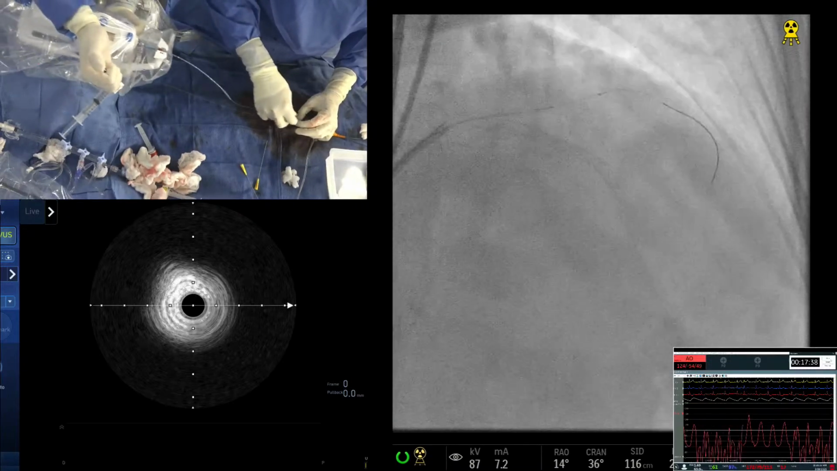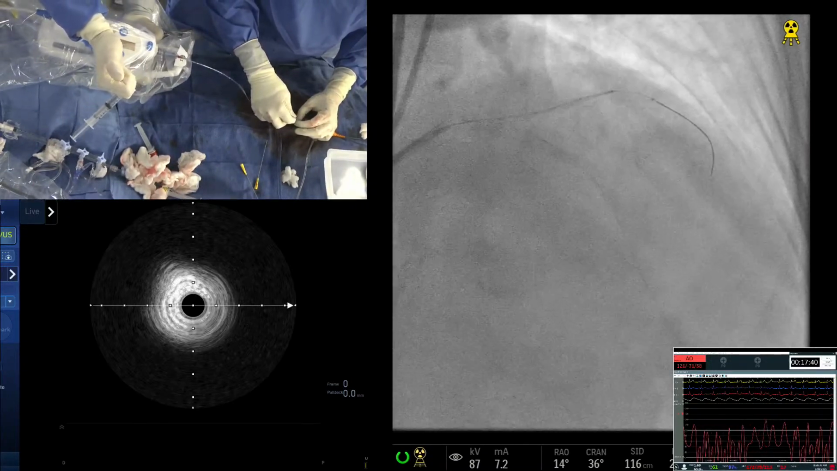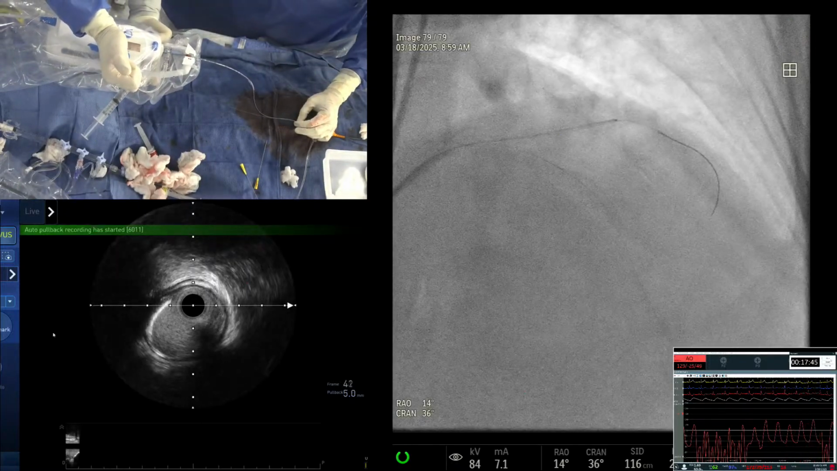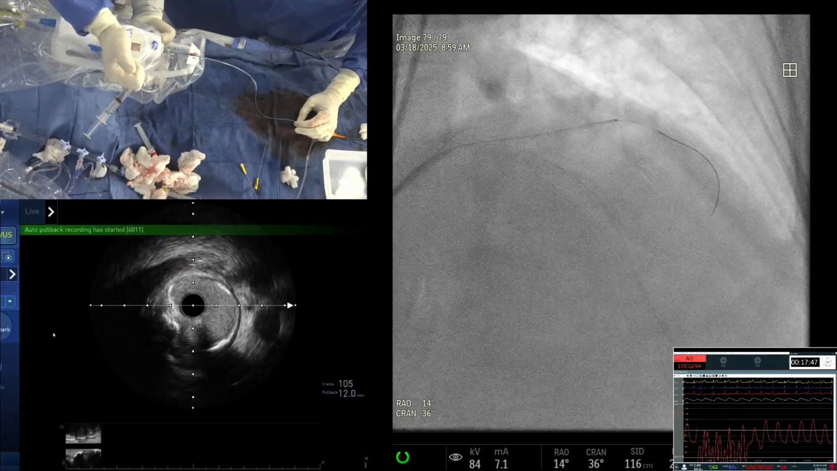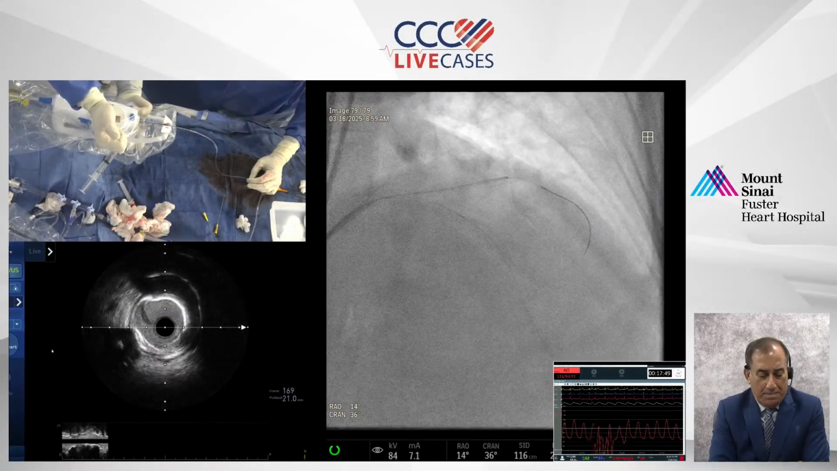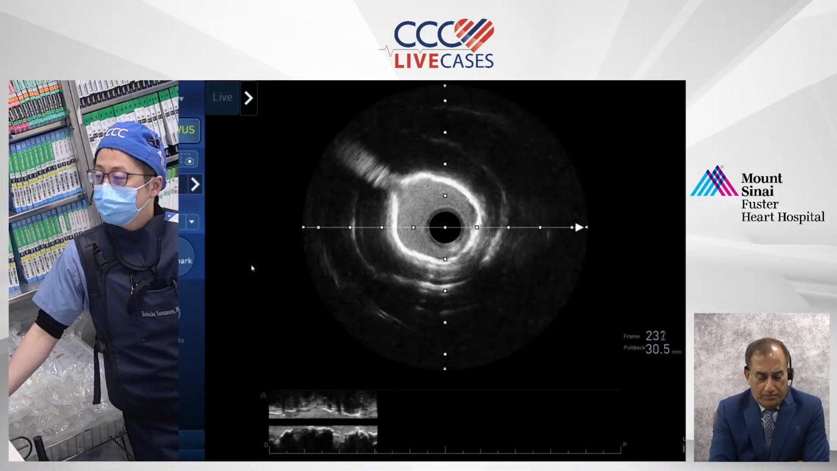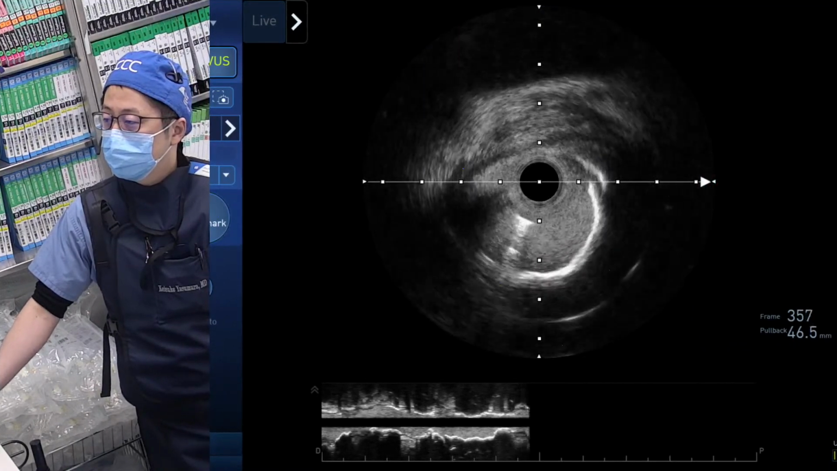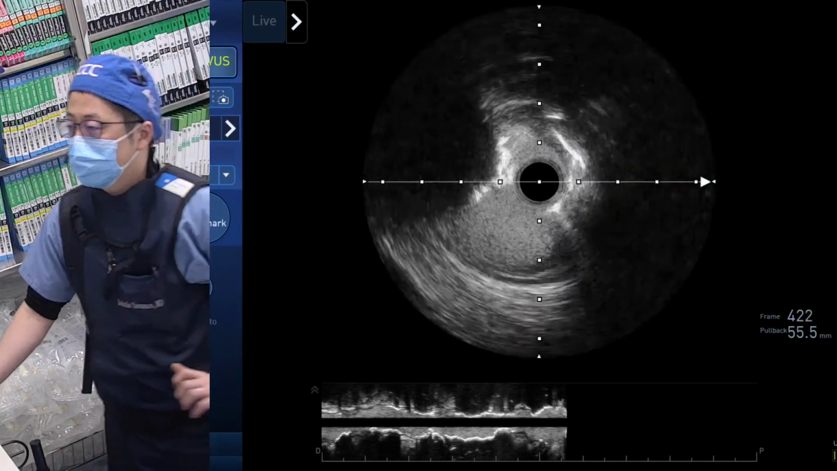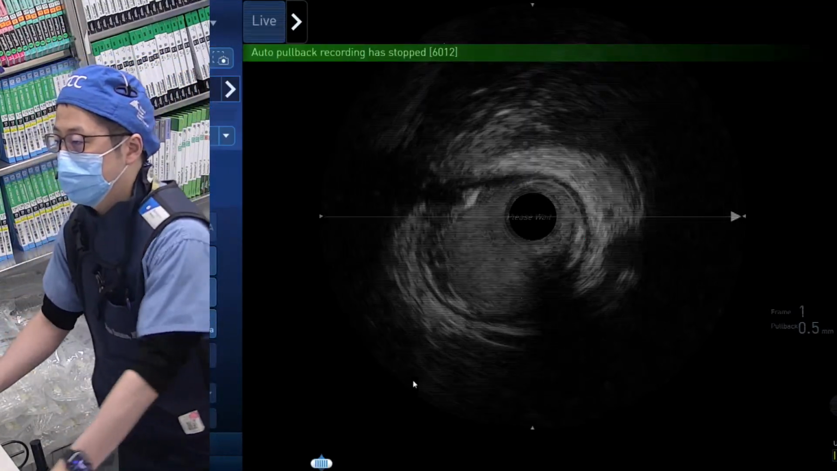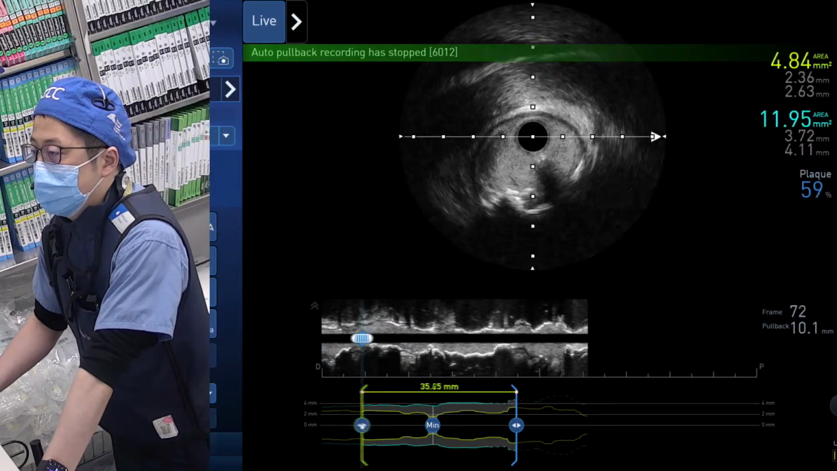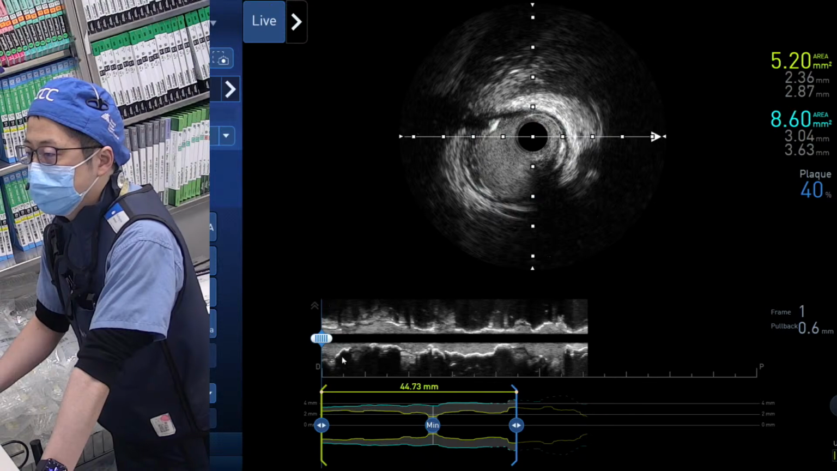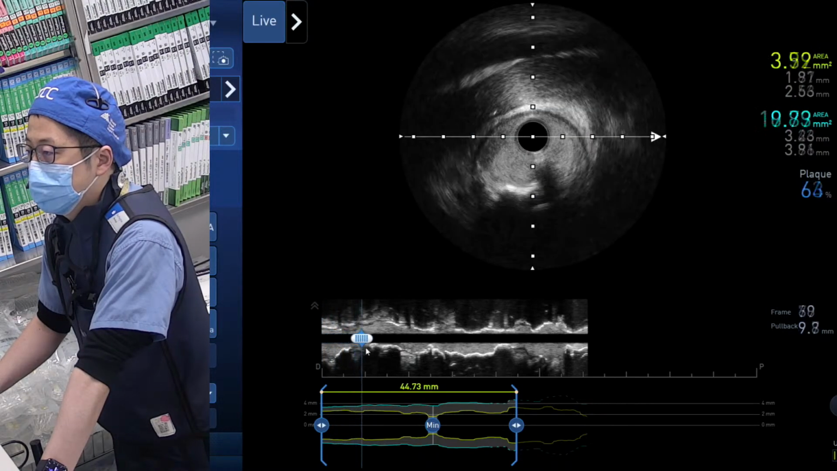Okay, check the image. Okay, this is a good landing zone. A spurt of exchange. Ostium I need. Okay. Wow, tricky image. Okay, I will stop it. One second. Anyways, the vessel size is like 3.3, so I think 3.0 is a good one.